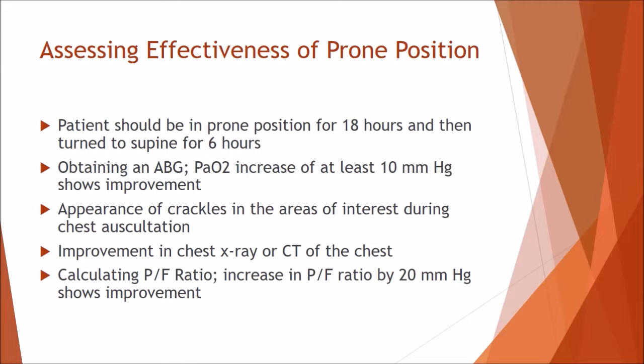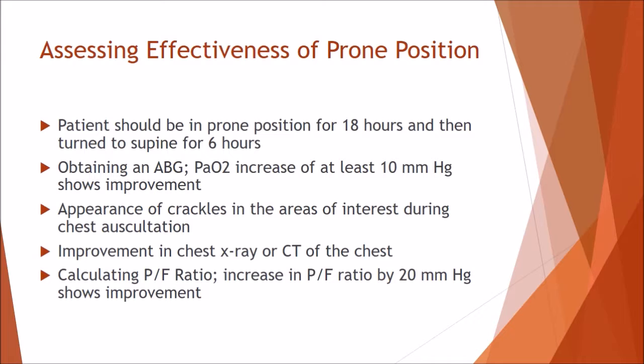To assess the effectiveness of prone position, we're going to obtain an ABG, and the PaO2 should increase at least 10 millimeters of mercury. That would show improvement. We're going to hear some crackles in the lungs in the areas that were diminished before during chest auscultation. Improvement in the chest X-ray or the CT: you'll see improvement in the infiltrates. You'll see more black on the chest X-ray.